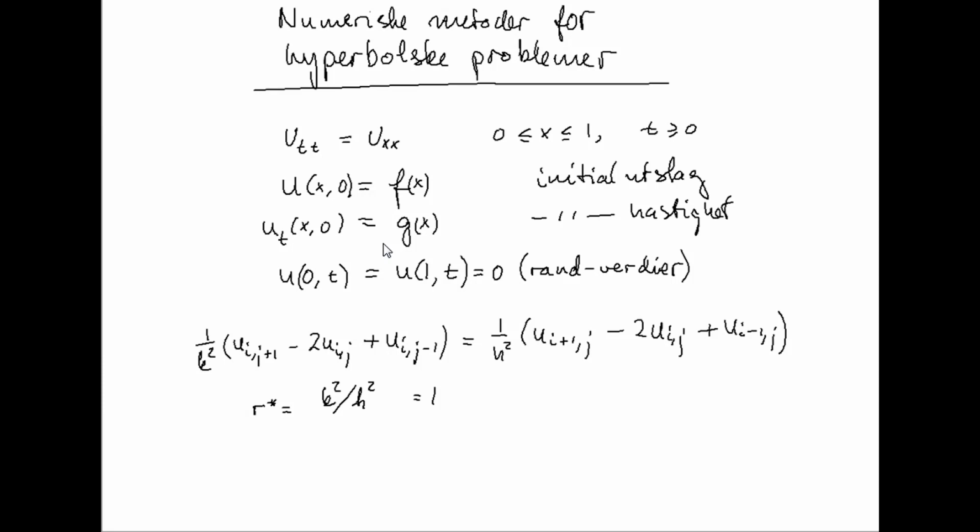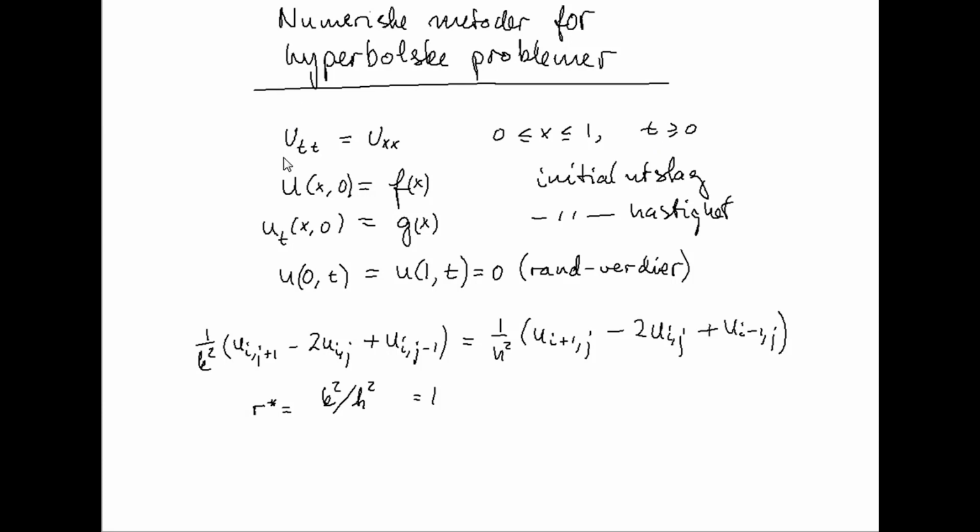We now turn to numerical methods for solving hyperbolic problems. We consider the following wave equation: u_tt equal to u_xx. So in this case, c is assumed to be equal to 1. It's a normalized wave equation. x is between 0 and 1, and t is, as usual, larger than or equal to 0.